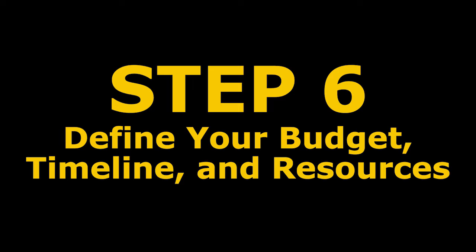Step 6, define your budget, timeline, and resources. First, set your budget. Now that you've determined the right mix of channels for your outreach, decide how much money you'll need for producing your marketing materials, email and offline outreach expenses, as well as paid media such as advertising or search engine and social media marketing like Google AdWords. You can choose to track your budget by quarter or by month, depending on the level of detail you need.